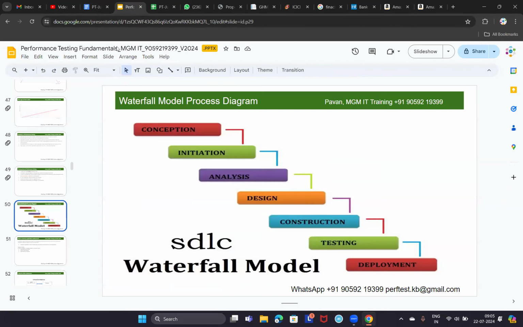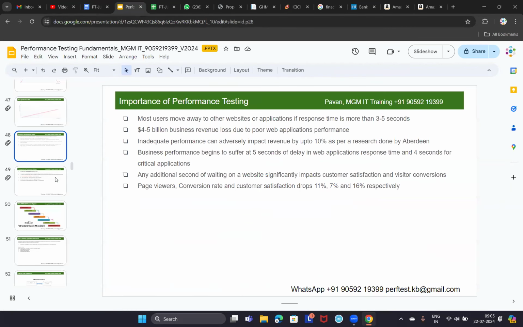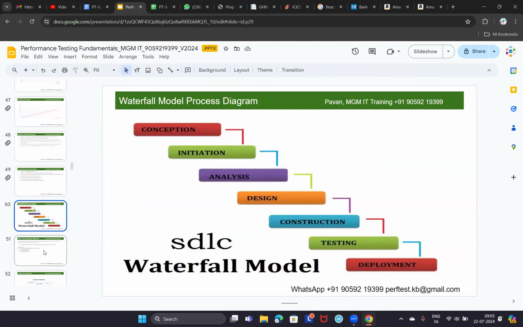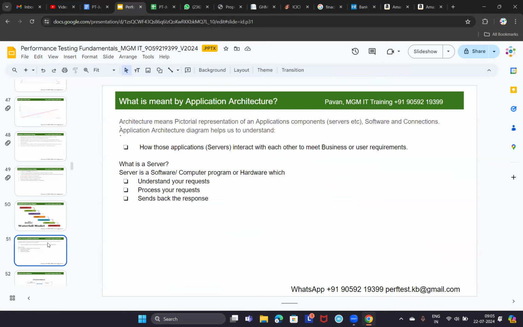Okay, so tomorrow we'll discuss the importance of performance testing, the prerequisites for doing performance testing, what the waterfall and agile models are, and application architecture. Okay, so I'll stop here, guys, for today. We'll continue tomorrow.